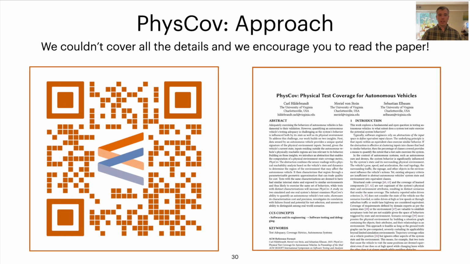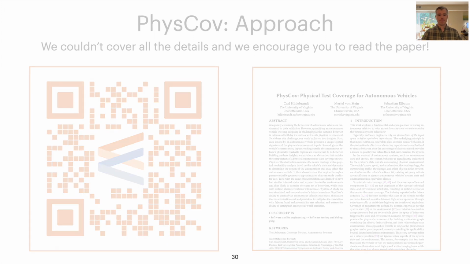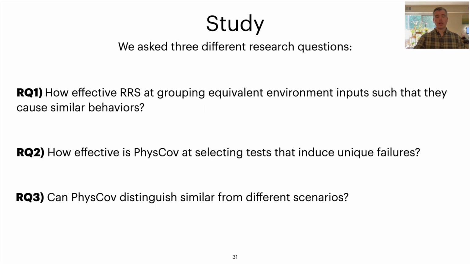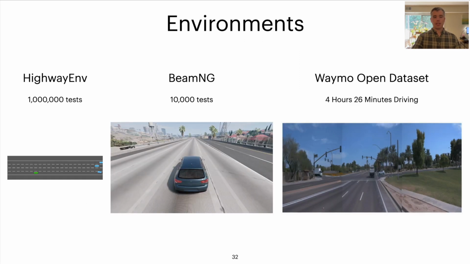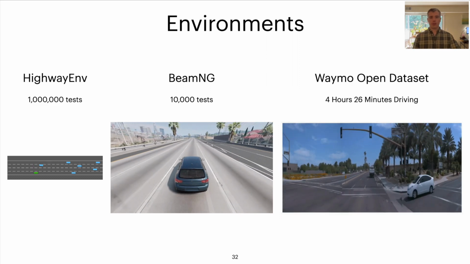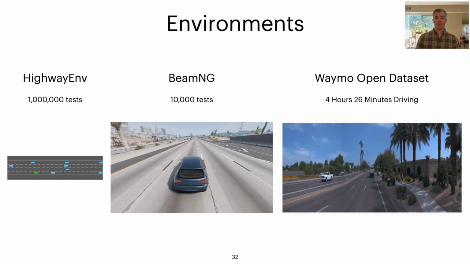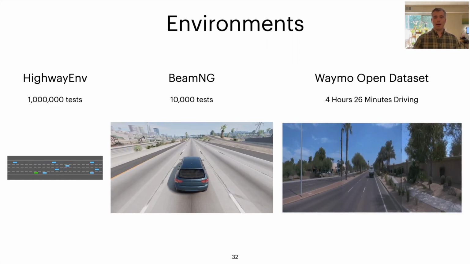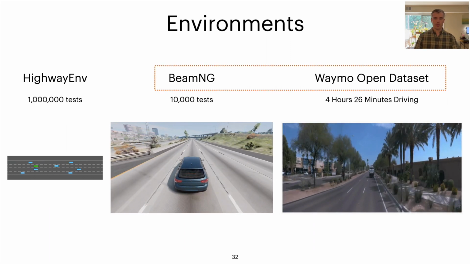We couldn't cover all the details here, and we highly encourage you to read the paper to find out more. With that being said, let's dive into the study. So we asked 3 different research questions, which I'll explain as we answer them. To do this study, we used 3 different environments: Highway N, BeamNG, and Waymo Open Dataset. I'm going to focus on the latter 2, which are the 2 most realistic.